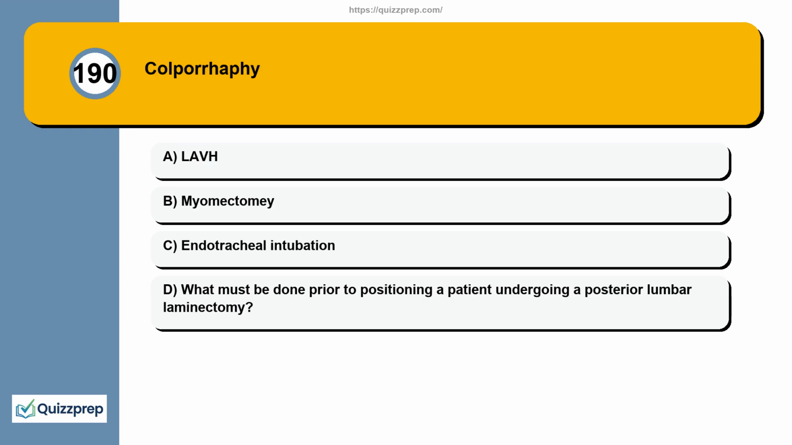Question 190. Colporrhaphy. Option A, LAVH. Option B, myomectomy. Option C, endotracheal intubation. Option D. What must be done prior to positioning a patient undergoing a posterior lumbar laminectomy? The correct answer is option Nan.